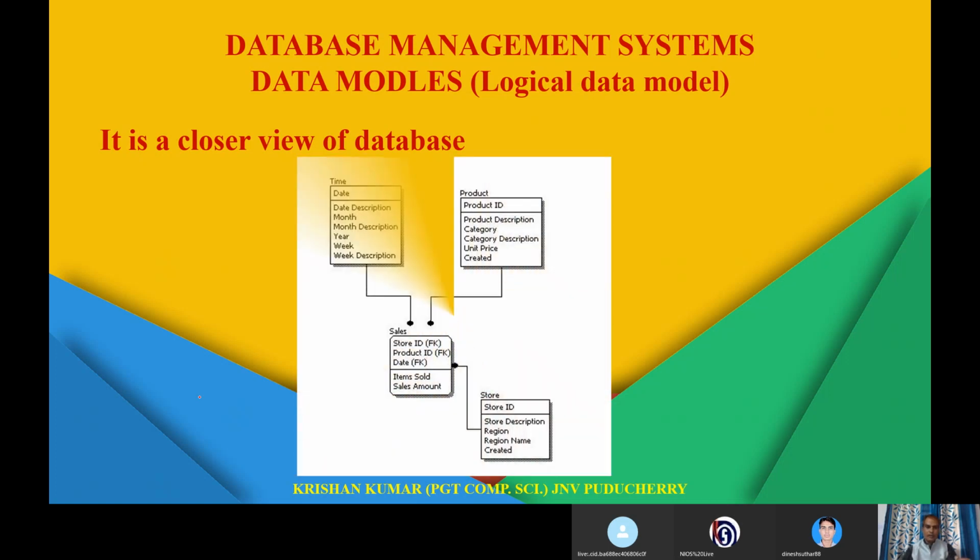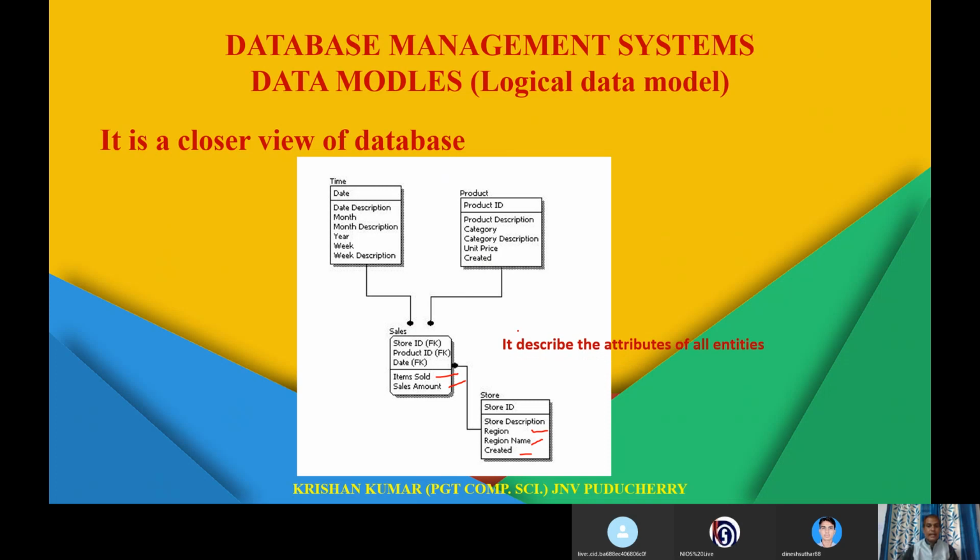See, this is a diagram where time is a table, product is a table, sales is a table. Okay, these are entities, and in these entities we have this much information: product description, category description, unit price created, and store ID also, region name, region created, item ID, item sold, sales amount. This is the basic information related to a particular table, which can be set or viewed with the help of the logical data model.